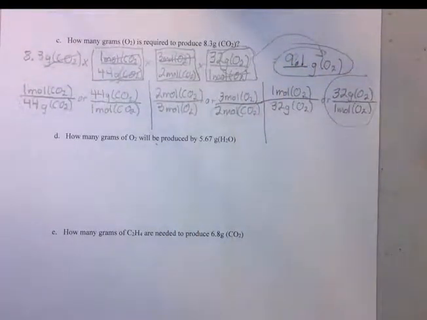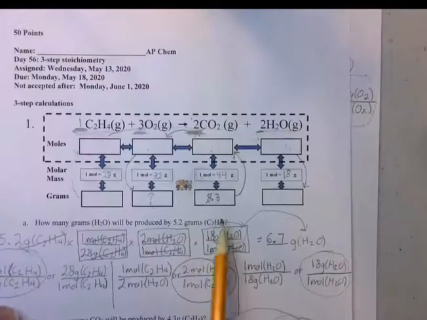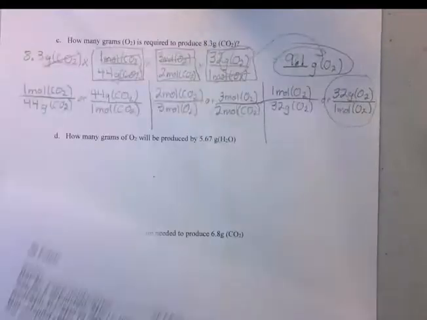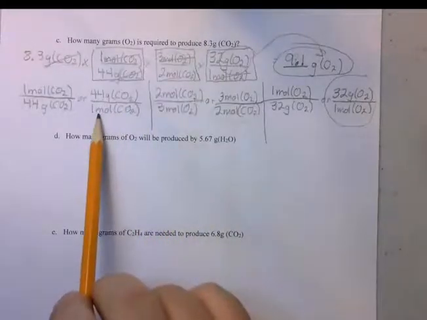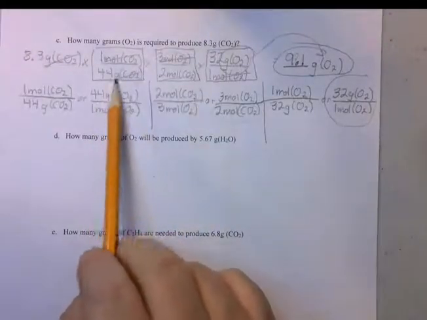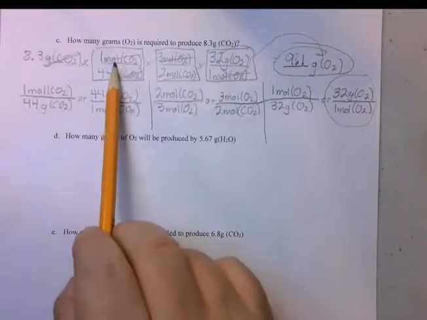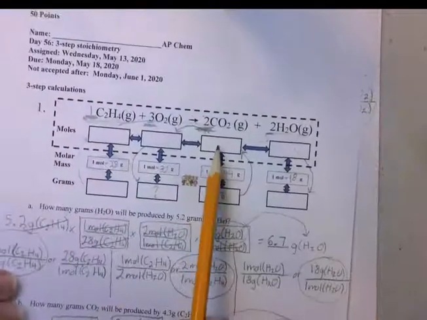Okay, so again to review, we started with 8.3 grams of CO2 right here. We needed the molar mass conversion, 1 mole is 44 grams. So we needed the one that made grams cancel out, grams here cancel out there. So now we're sitting in moles of CO2 right there in that box.